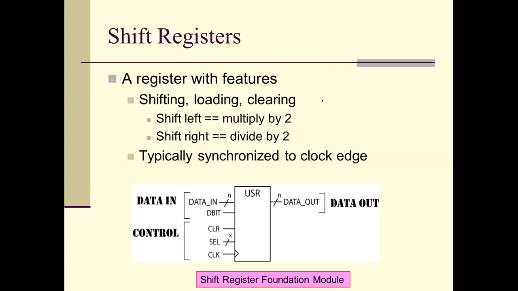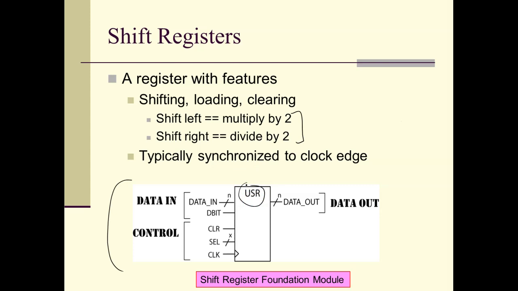And so we have the issue of shifting left and shifting right, which is very useful in digital design because a shift left is a multiply by 2, and a shift right is a divide by 2. Typically all the operations in a shift register are synchronized to the clock edge, and thus it's a synchronous sequential device. This is our typical block diagram for what I call a universal shift register.